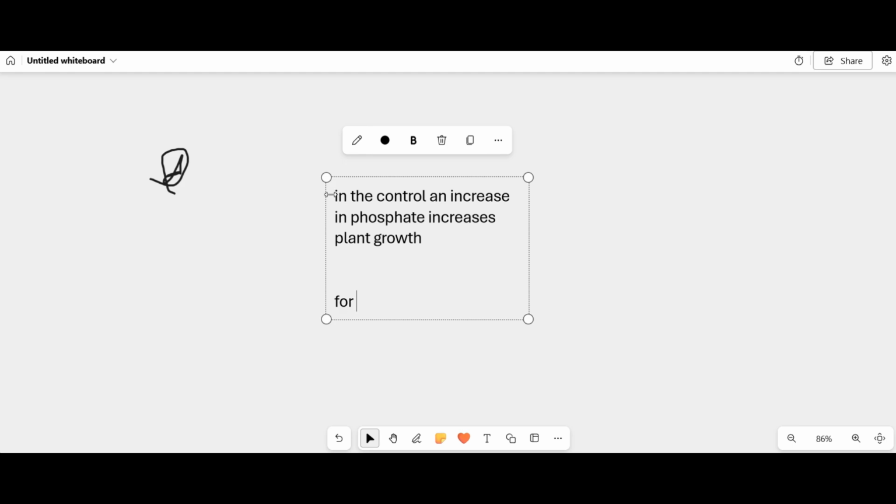And then for the other one, the one with the mycorrhiza, it's going to do the opposite. So obviously it's going to reduce plant growth when you add more phosphate. Now I can also state the classic, you already know what it is: no statistical test done.